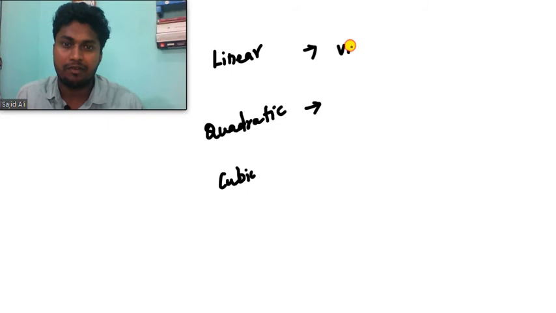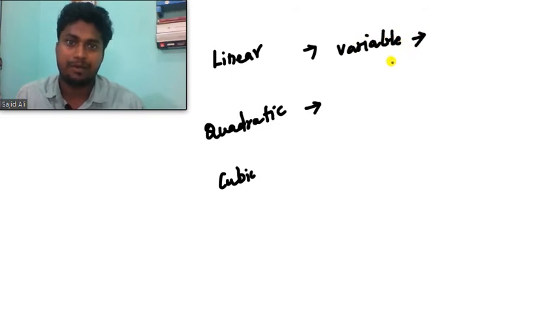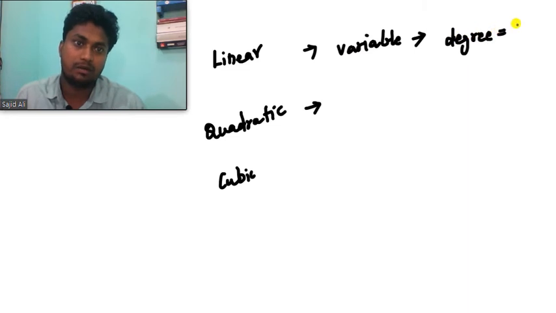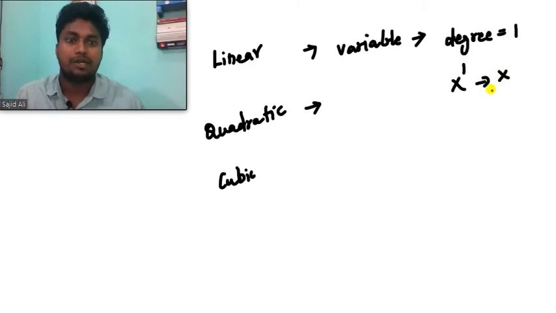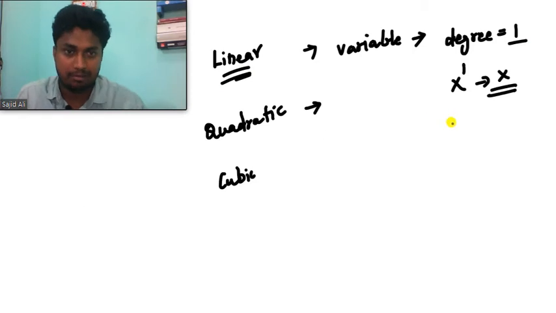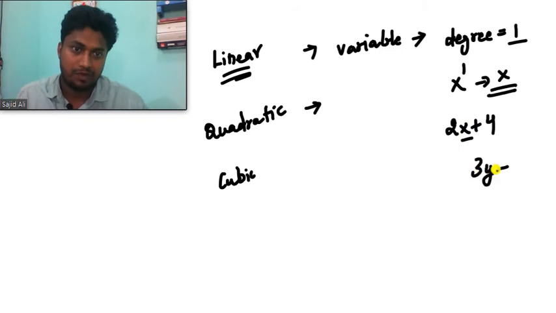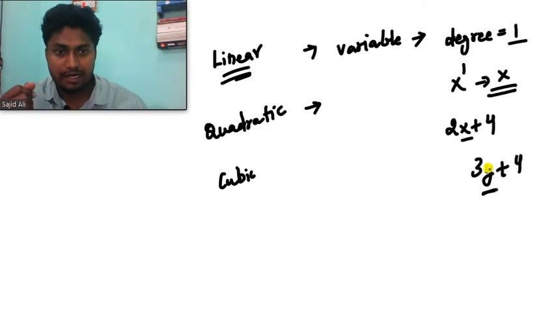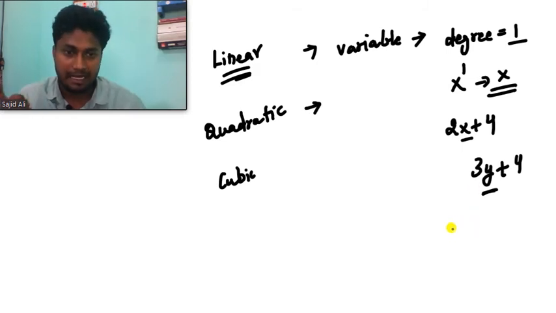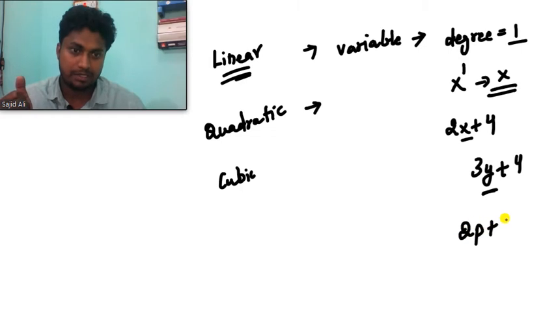So if the variable in the equation is given and its degree is just 1, degree means power. If I write x to the power of 1, this can also be written as just x. So if the highest degree in an equation is 1, we call that a linear equation. Example: 2x plus 4. The variable is x and its degree is 1. If I write 3y plus 4, y is also a variable and its degree is 1. The variable can take any alphabetical letter. It can be 2p plus 6. Here p is the variable. So I can say it is a linear equation because the power is 1 here.